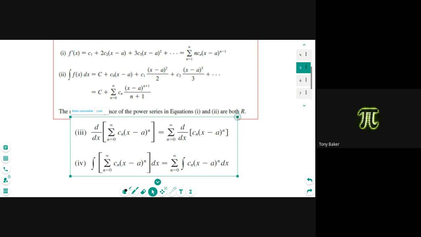You're just doing the derivative of whatever's inside of it, and the integral of whatever's inside of it. You don't have to actually worry about the summation symbol, because you're not doing the integration of the summation, you're doing the integration of the function that's inside of it.